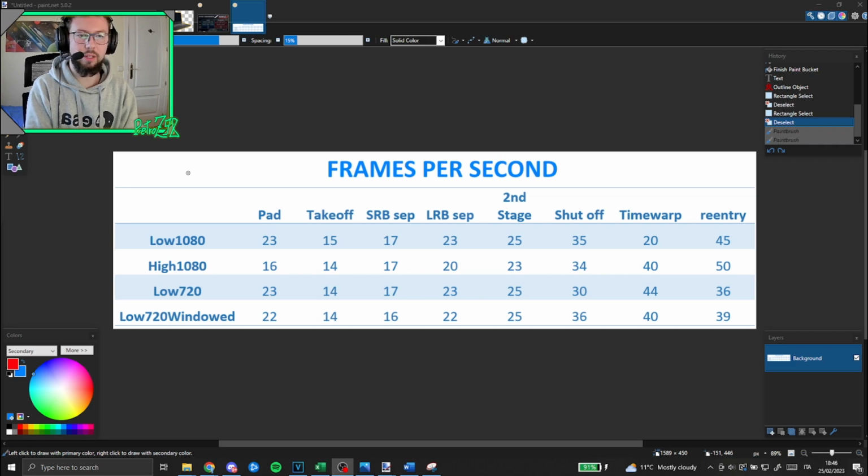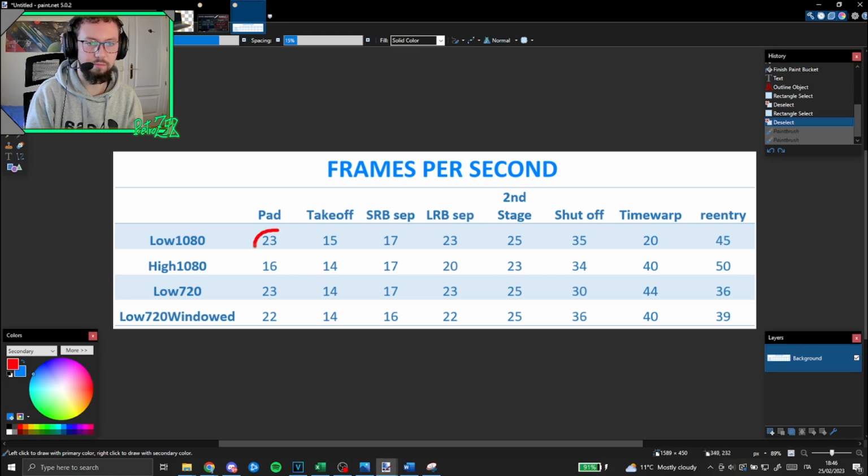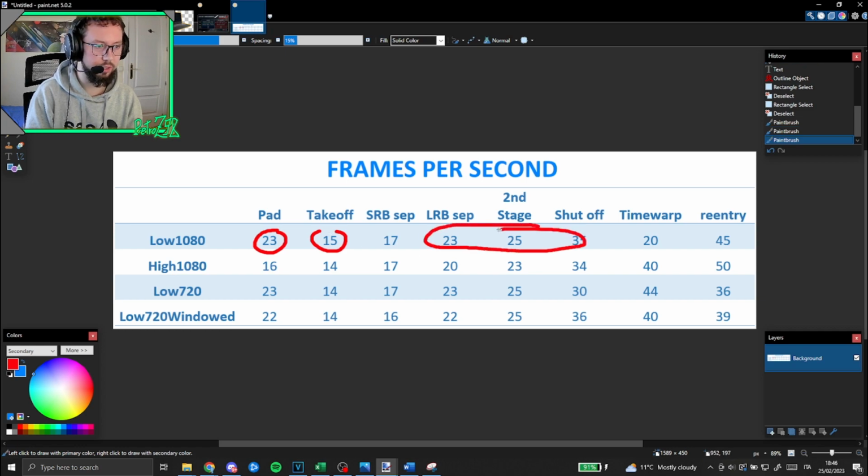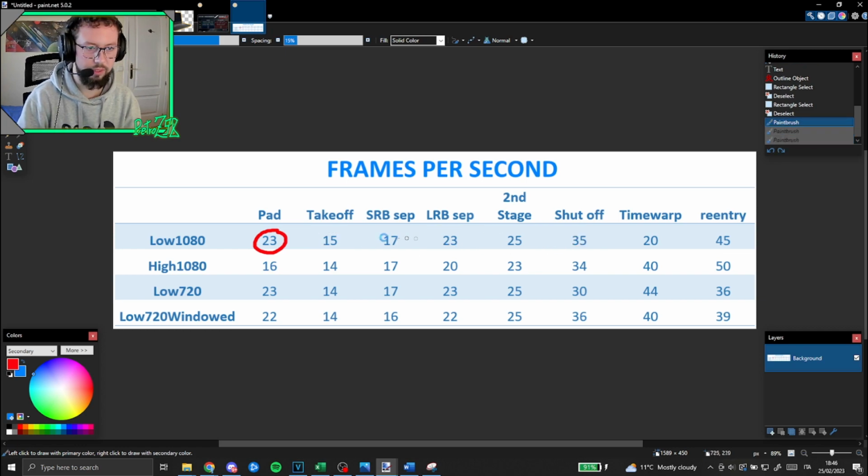So let's now take a look at the table of the frames per second obtained in the various situations, and as you can see the differences are not that big. When running everything at low in 1080p we had a few more FPS on the launch pad, a few more FPS during the takeoff after the separation of the boosters, but the differences are very small.